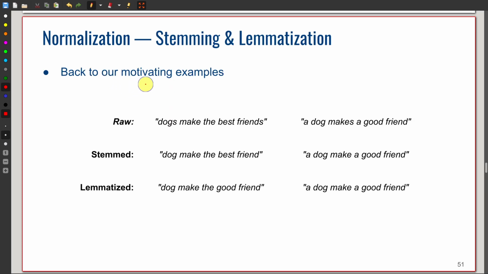Let's take a look at our motivating example again. Dogs make the best friends, and a dog makes a good friend. We said these are roughly semantically equivalent. We can see that the stemmed version does a pretty good job, but definitely good and best are not put together, so these are a little farther apart. In the lemmatized version, we get these closer, so the lemmatized form does pull the representation of these two phrases closer together, probably a plus in whatever application we're considering.